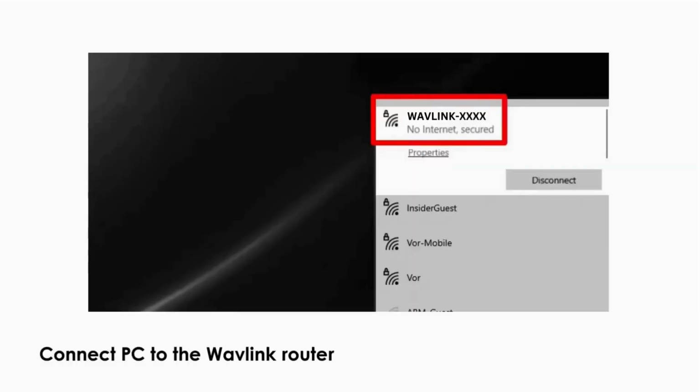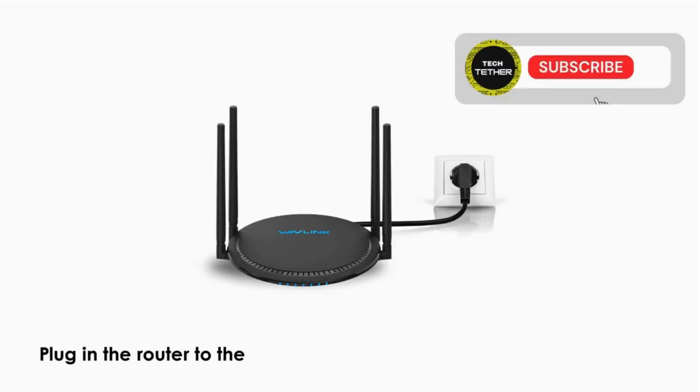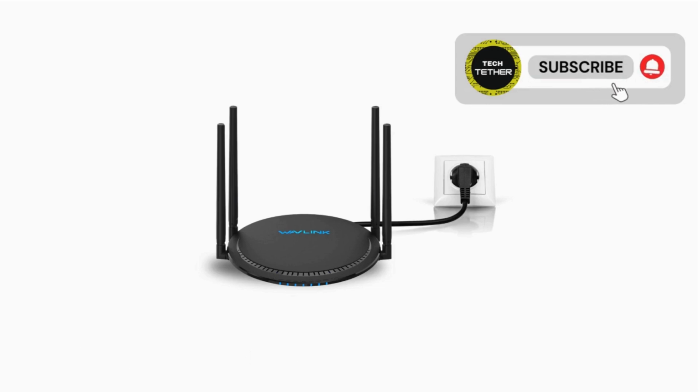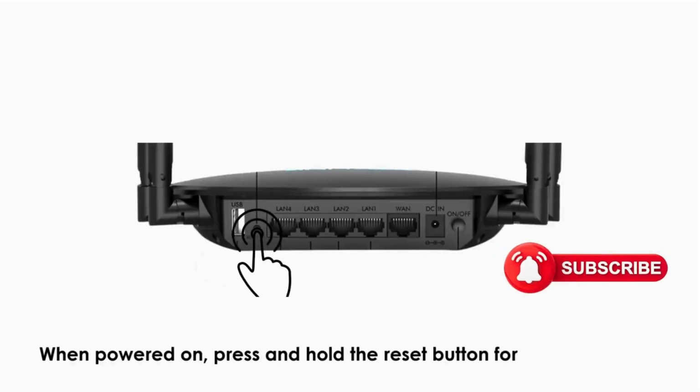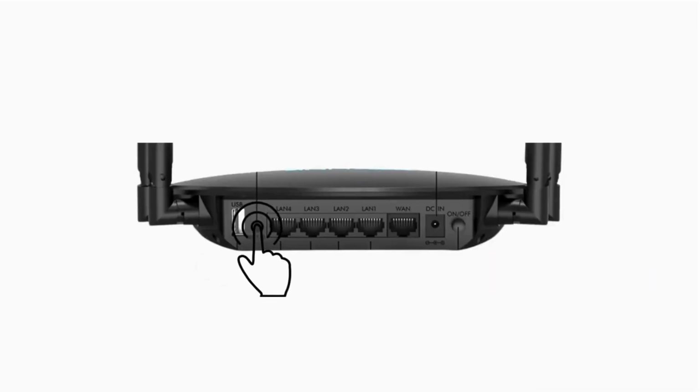Connect PC to the Wavlink router either through its Wi-Fi signal Wavlink XXXX or using an Ethernet cable. Plug in the router to the power socket. When powered on, press and hold the reset button for about 10 seconds to reset the router.